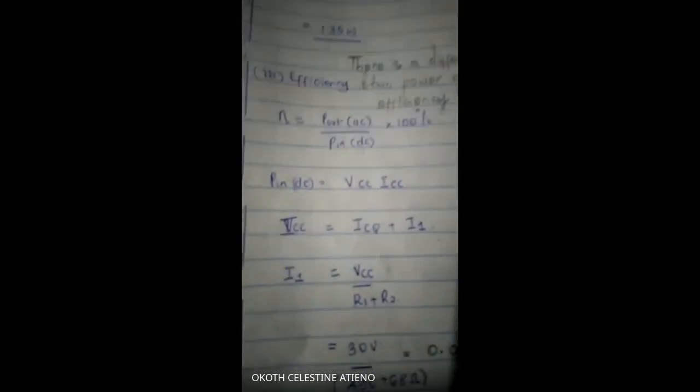Okay. So efficiency. Now we want to look for efficiency. Now remember when I was saying the efficiency is now going to be AC power output over DC power input. So to get DC power input, of course, it's normally VCC times ICC. So ICC is ICQ plus I1. Let me show you what that is. We're going to have ICQ equal upper. Then we're going to have I1 equal upper.